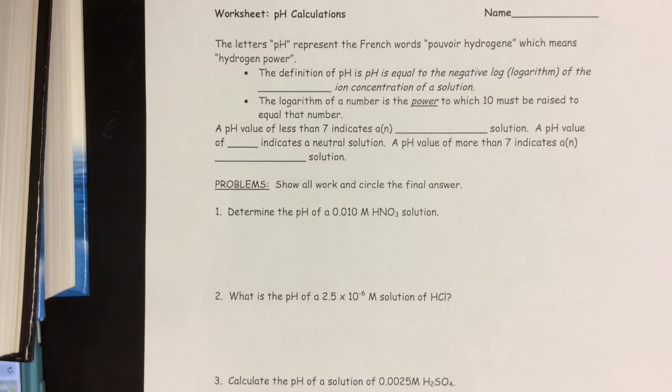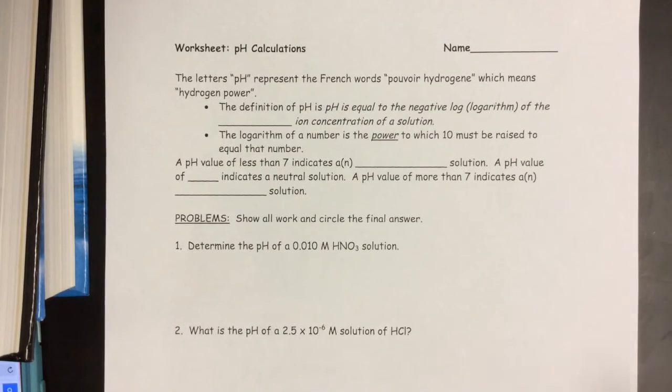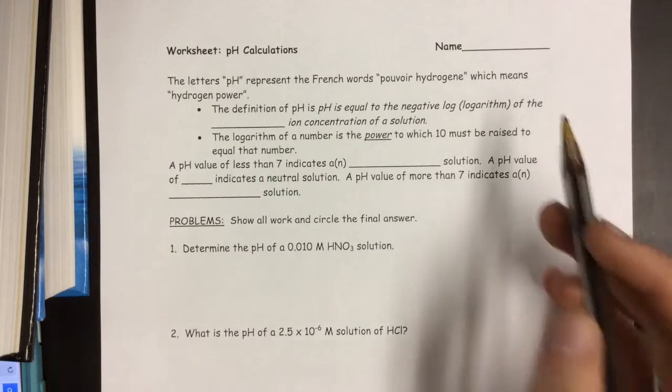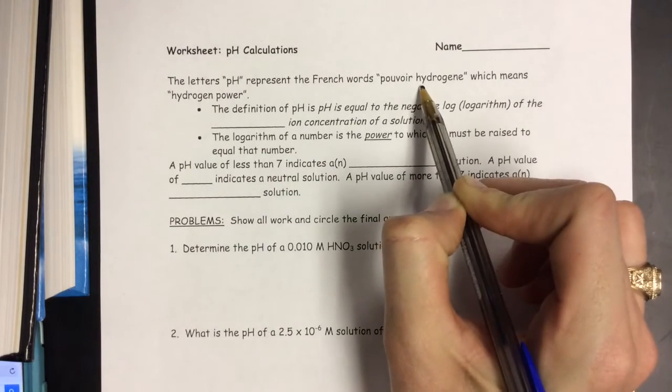I just wanted to give you a quick demo on how to do your homework. So your homework is all about pH calculations. pH literally means concentration of hydrogen. It comes from the French word, however you say this. You can ask Mr. Manellis later. And it means hydrogen power.